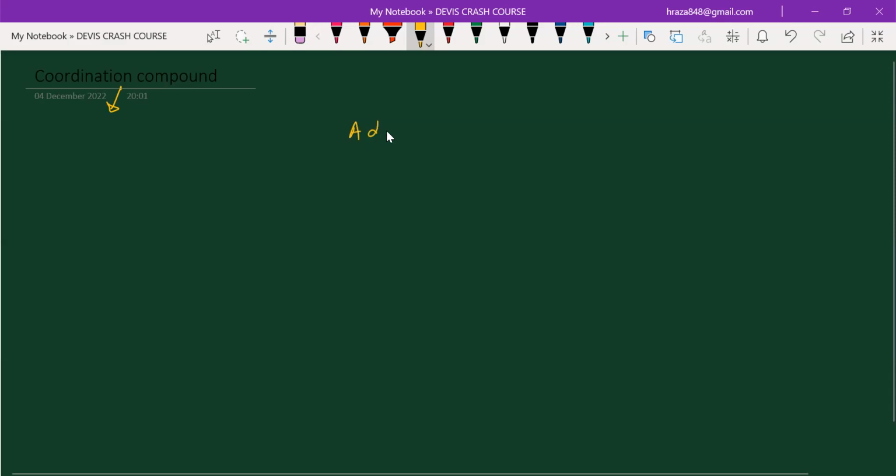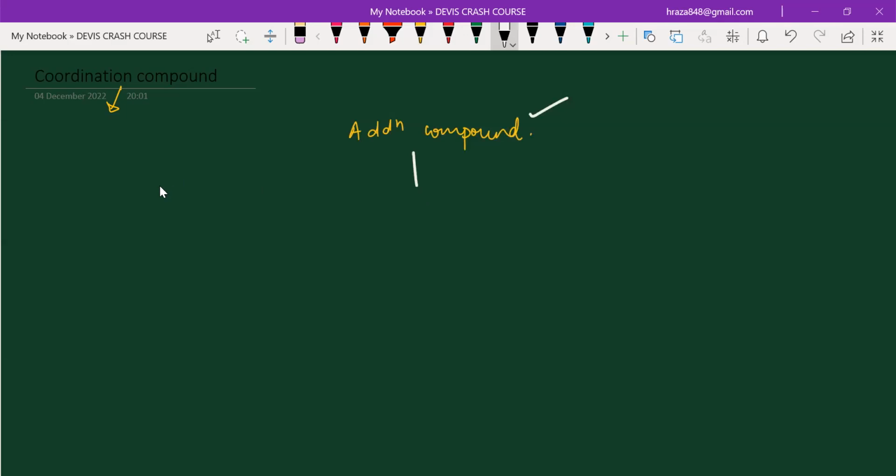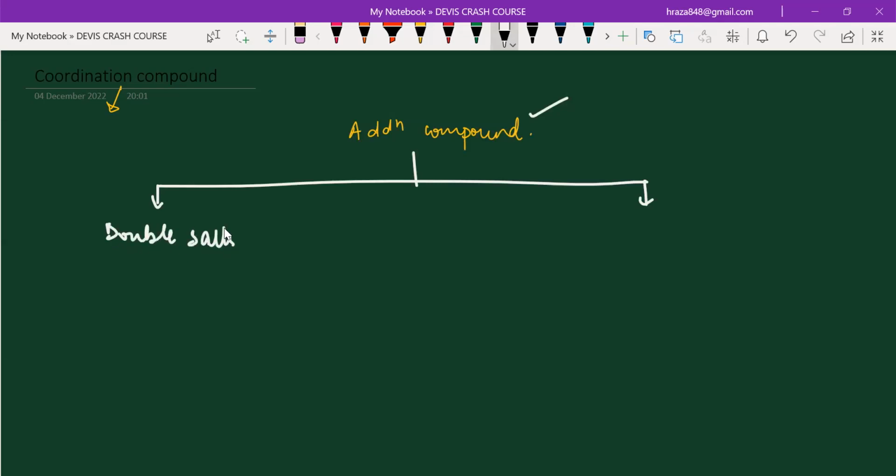Basically we have an addition compound, and first we are going to classify this addition compound. Different salts combine to form a compound that is known as an addition compound, and this addition compound is divided into two parts. The first is double salts, and the second is complex compound, or CPD, which stands for compound. And this is your coordination.